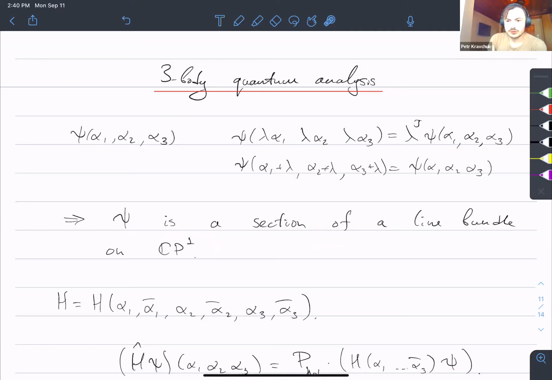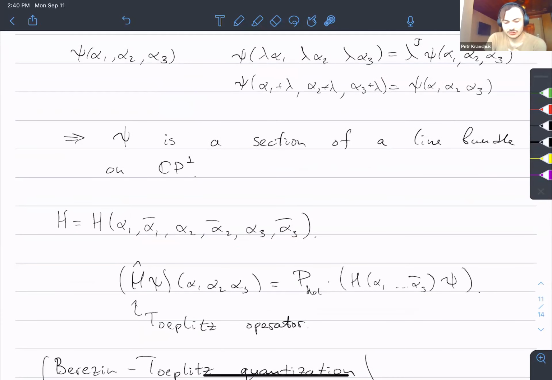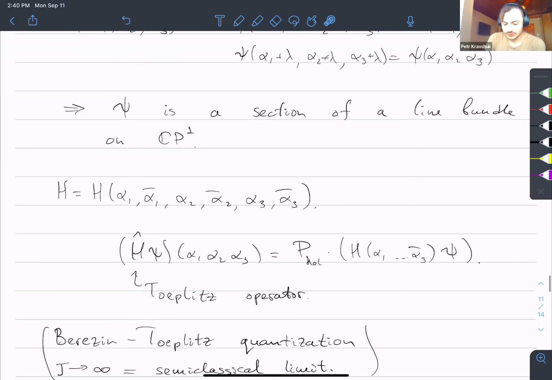So it really becomes a complex projective plane. And so it's a projective line. So it's complex one-dimensional. So you see immediately this kind of two-dimensional phase space. And your Hamiltonian is originally a function of these three alphas. And technically what you call this Hamiltonian is a Toeplitz operator.